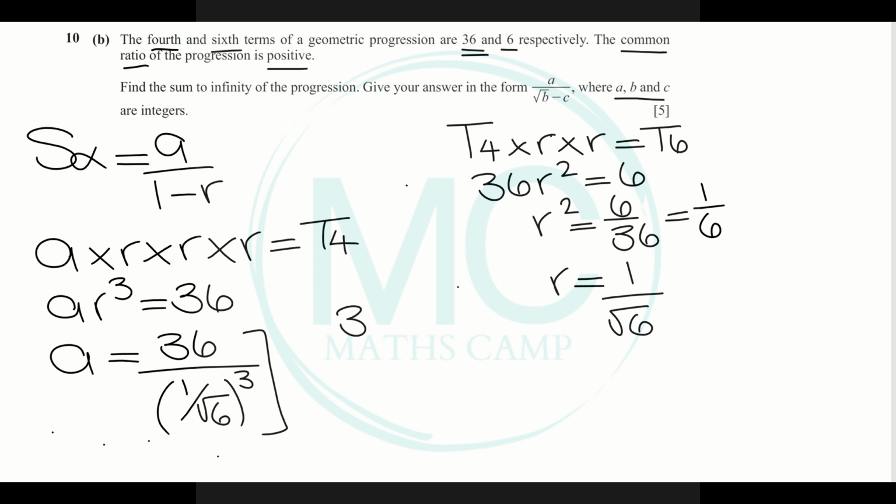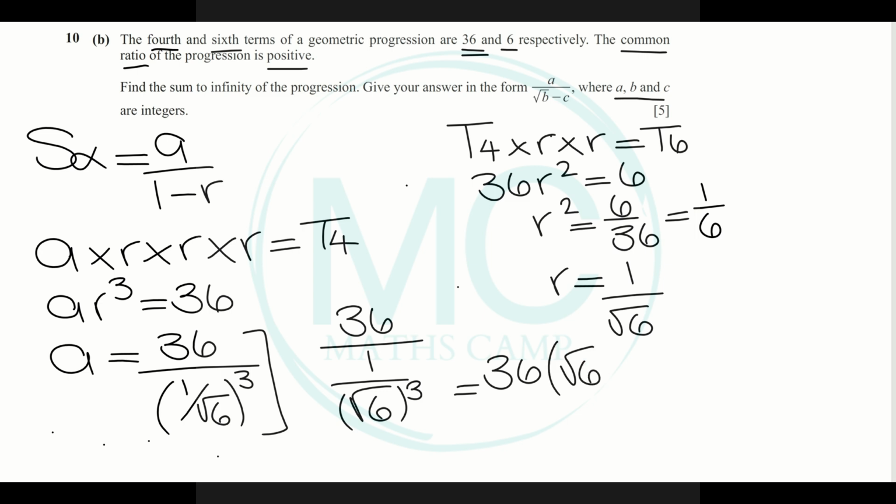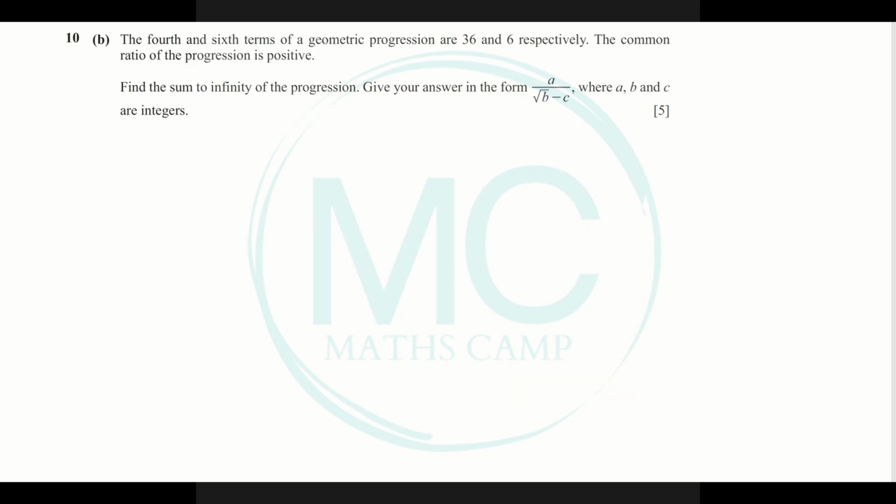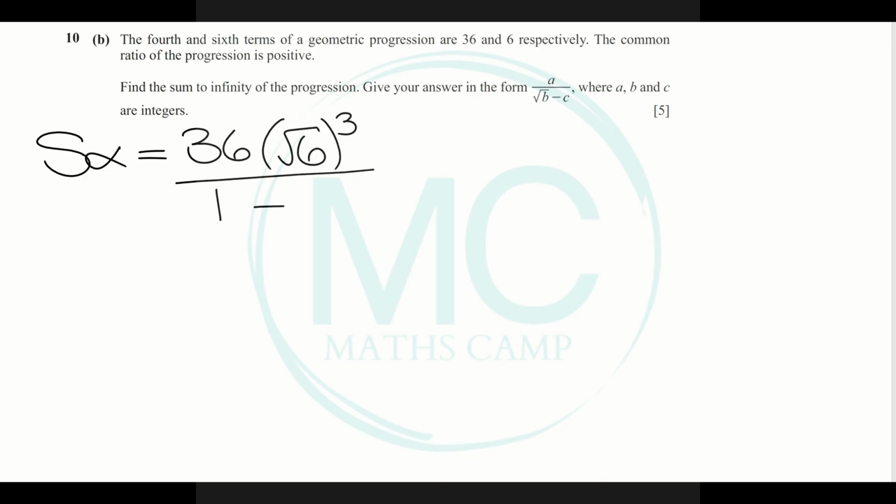We have 36 over 1 cubed, which is 1, over root 6 cubed. We have a fraction within a fraction, so this becomes 36 divided by 1 multiplied by root 6 cubed, and we can get an a value of 36 multiplied by root 6 cubed. Let's leave this in this format for now, and now we can make some space. For the sum to infinity, we can say the sum to infinity is equal to 36 multiplied by the square root of 6 cubed, all over 1 minus r, which I now know is 1 over the square root of 6.